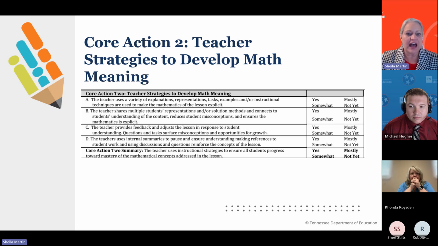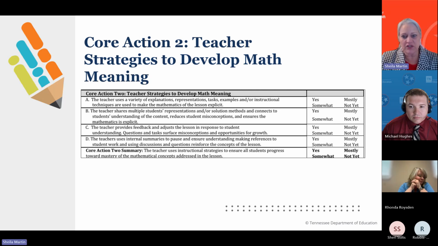Also notice here that Core Action 2 starts this idea of 4 different categories. This yes and mostly we call an upper bucket, somewhat not yet we call a lower bucket. And so it just gives us an idea of, maybe we're in the lower bucket, what could we do to help teachers move to that upper bucket so that we have more yes or mostly in these categories? So just know that's a little different from culture and Core Action 1.